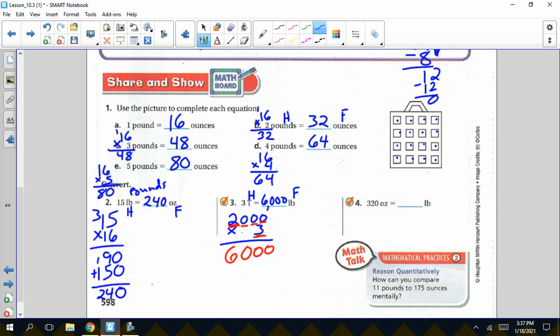Number 4, 320 ounces to pounds, fly to horse this time. So we're going to take 320 divided by 16, because 16 ounces in 1 pound. So 16 doesn't go into 3, but it does go into 32 2 times, because that's 32. Bring down the 0. When you bring a number down, you have to keep dividing. 16 goes into 0 0 times. And there, we are now finished. And 320 ounces equals 20 pounds.